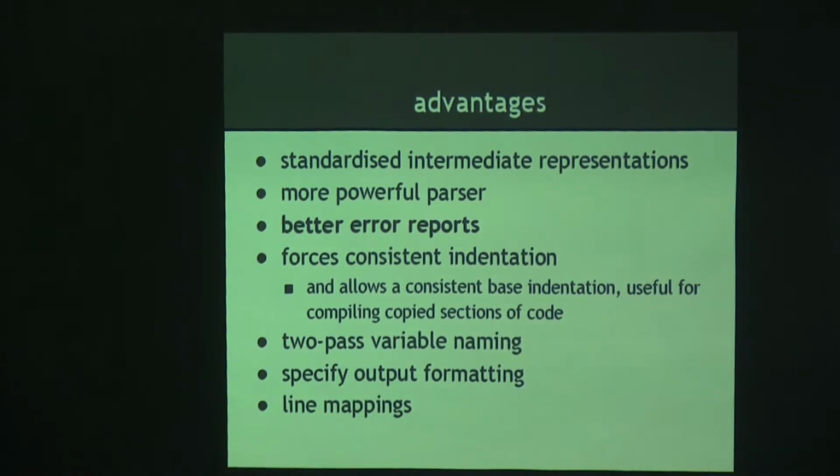The parser forces consistent indentation. Make sure if you've ever gotten a problem where it thinks you've dedented and you haven't because the indentation is inconsistent, that's already fixed. Using two-pass variable naming so that your variable names that you're using are not conflicting with the ones that are being generated by the compiler. You can specify the output formatting, as I showed you earlier, and there will be line mapping so that your debugging is a lot nicer. When you have JavaScript errors being thrown, it'll just actually tell you what line in CoffeeScript the error happened on.